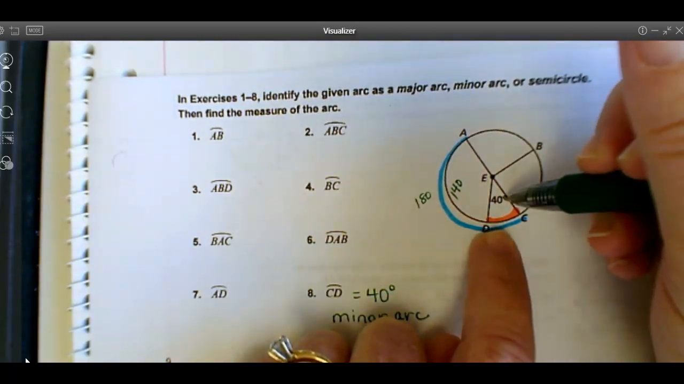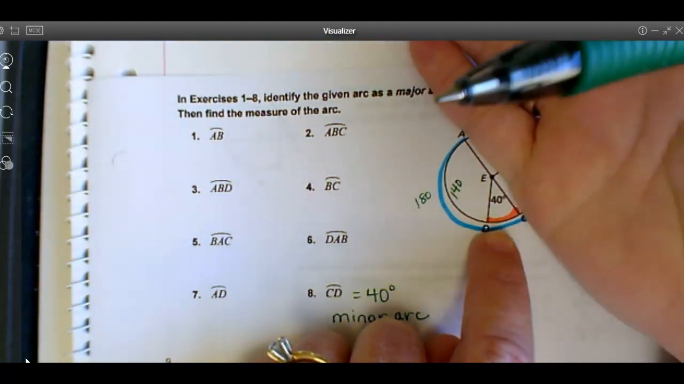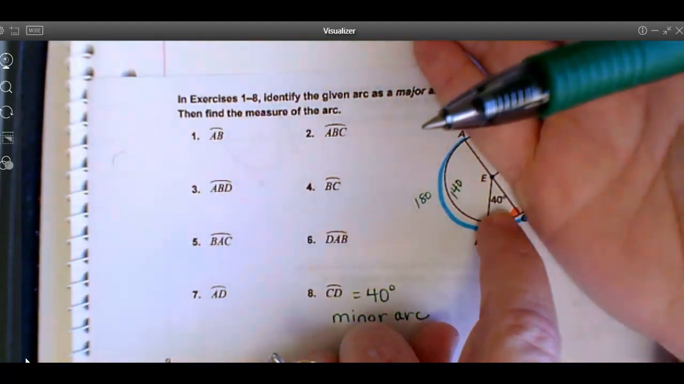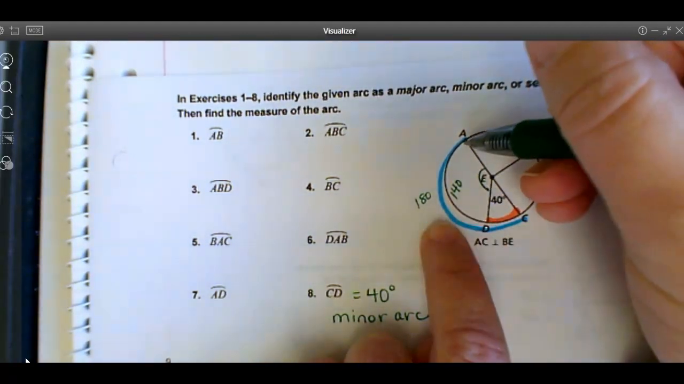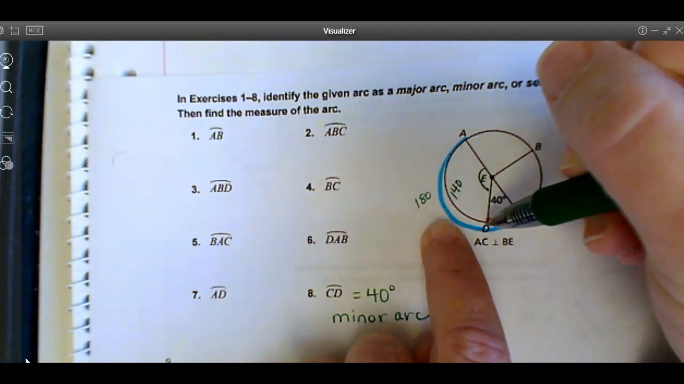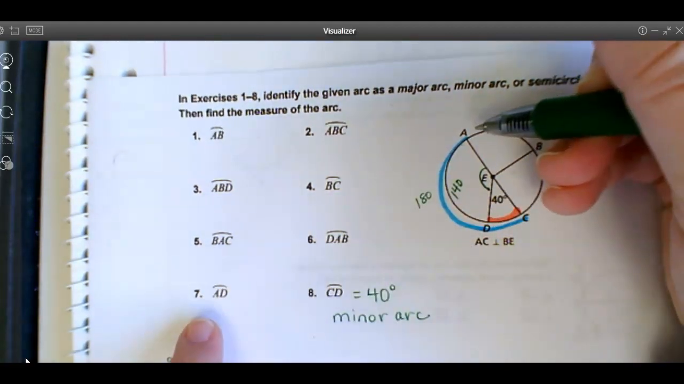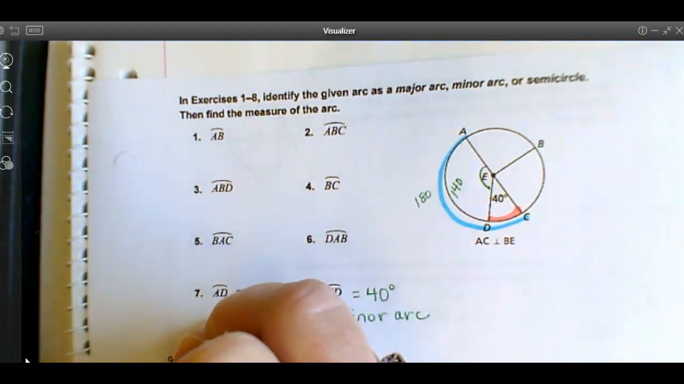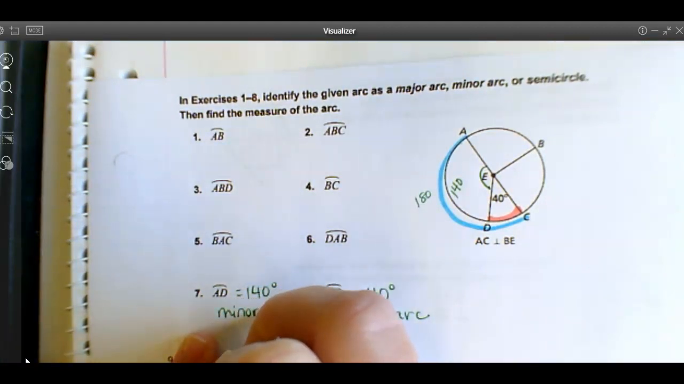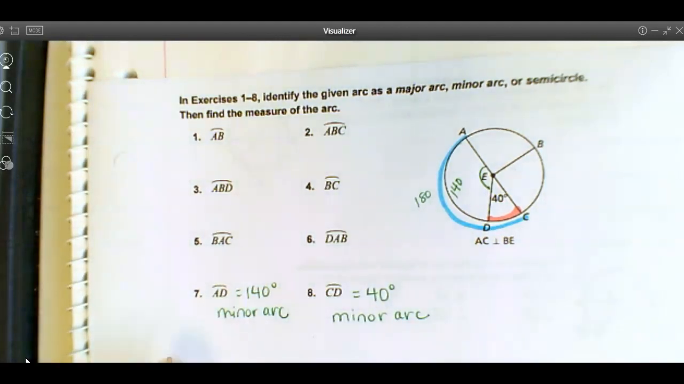This part's 40. So if I take 180 and subtract 40, I'll get 140. And that's what this angle would be. It's also what that arc would be. So that's telling me AD is 140. Again, it's a minor arc because that's less than 180.